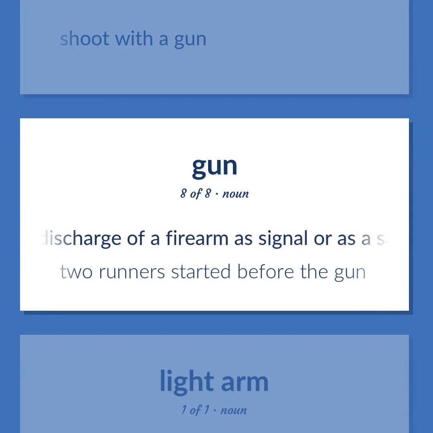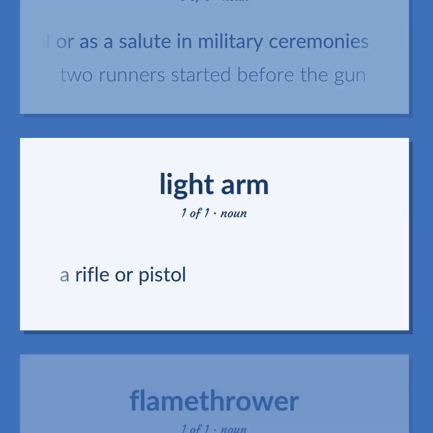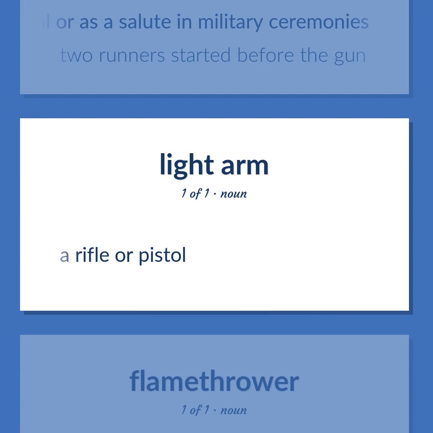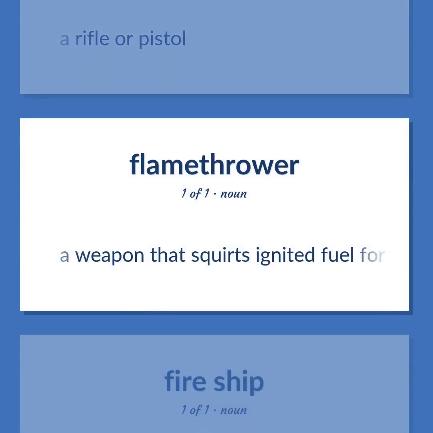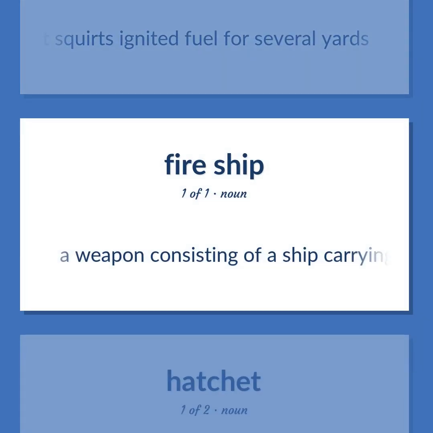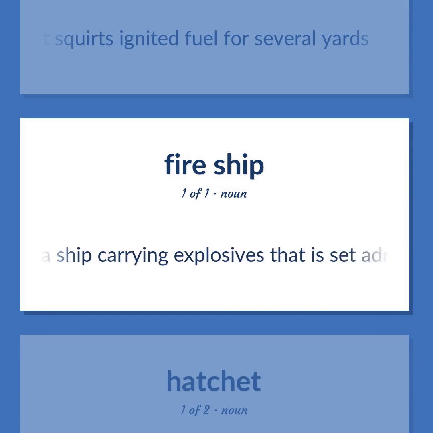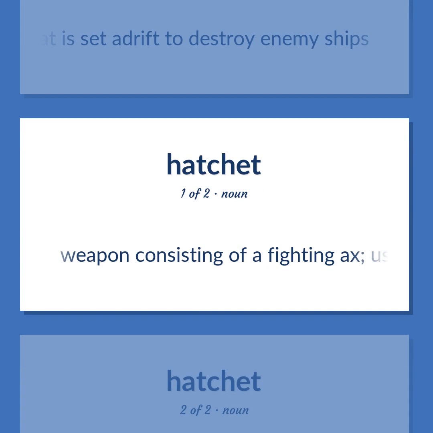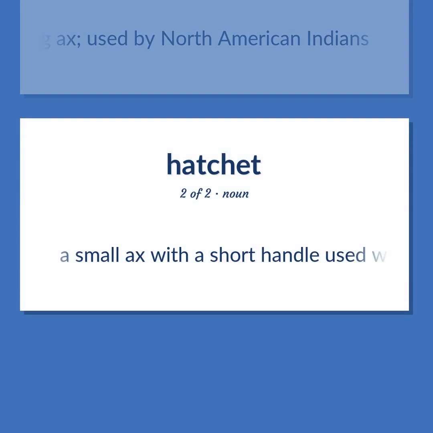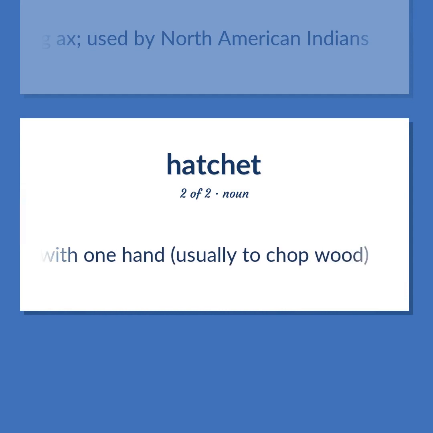The discharge of a firearm as signal or as a salute in military ceremonies. 2 runners started before the gun. A rifle or pistol. A weapon that squirts ignited fuel for several yards. A weapon consisting of a ship carrying explosives that is set adrift to destroy enemy ships. Weapon consisting of a fighting axe, used by North American Indians. A small axe with a short handle used with one hand, usually to chop wood.